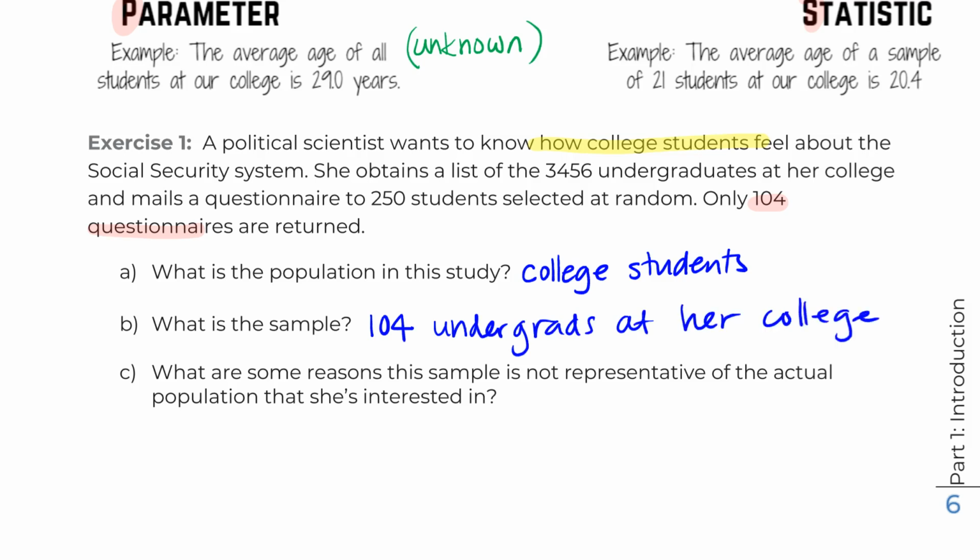So this is definitely something I could ask on a test to identify a population and sample. And the piece that I really care the most about, if this was a test question, would be part C. What are some of the reasons this sample is not representative of the actual population she's interested in?